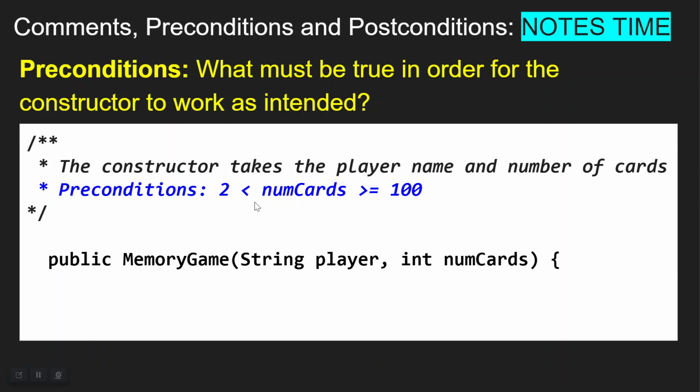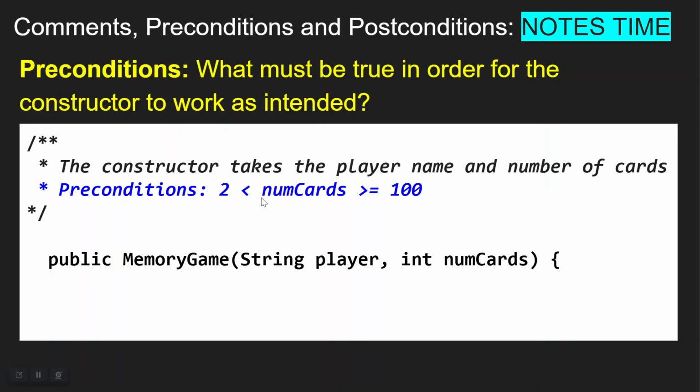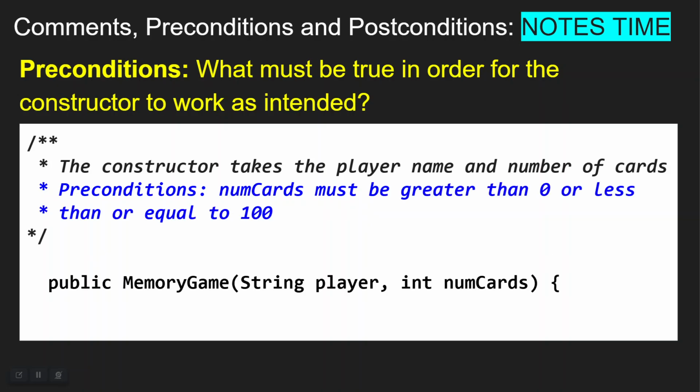So for the precondition, I could do it like this, where I say num cards must be greater than 2, but also less than or equal to 100. I could also write it out using words. I could say num cards must be greater than 0 or less than or equal to 100. But in either case, it's describing the same thing. I have to have at least 2 cards, but not more than 100 cards in order for this game to work. So that is the precondition for my constructor.